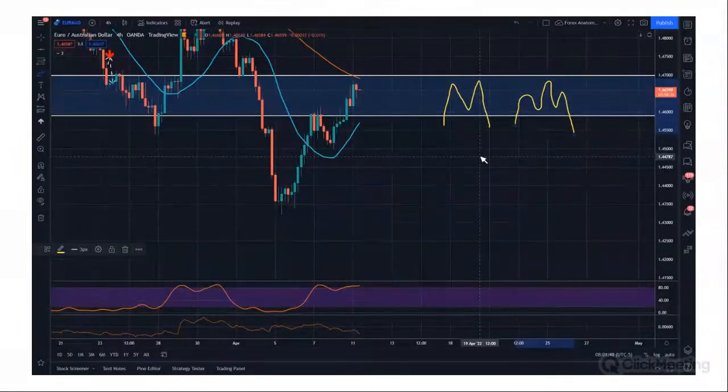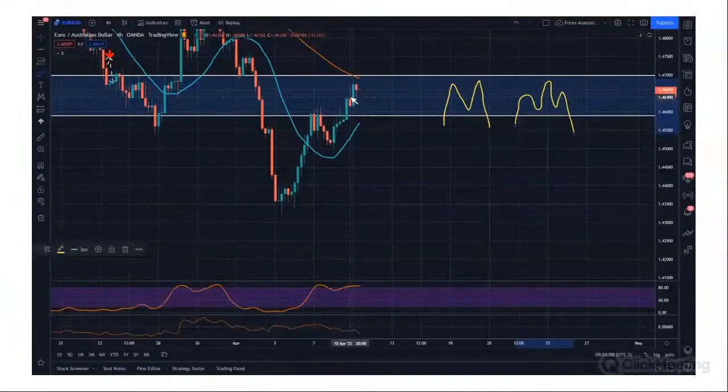Now, some of you guys may be asking, if we're going to expect that to happen, is there an opportunity for us to take advantage of this move now? Well, yes, there is. There is a way for us to take advantage of it.